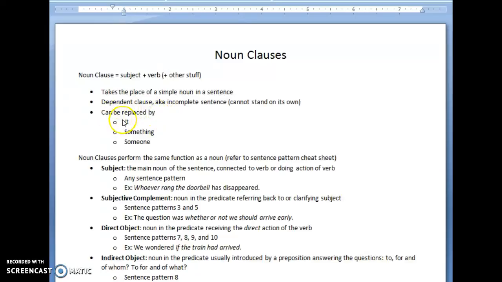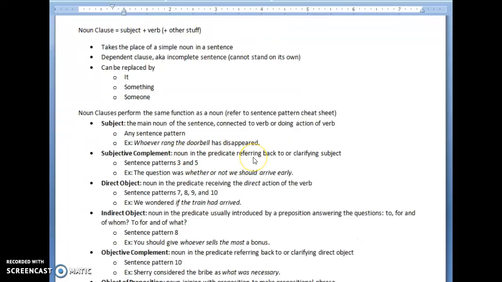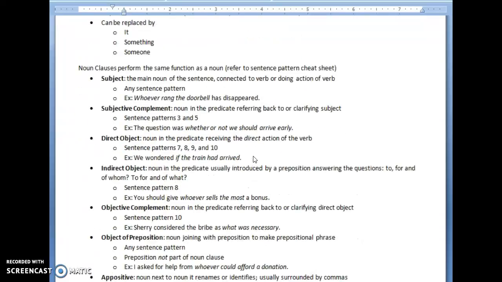Remember that they can be replaced by three words: it, something, or someone. And this is a helpful thing to do as you're getting a feel for noun clauses. Once you've identified the noun clause, decide based on the context which one of these words can replace the noun clause, that phrase. And that will help you identify it and see how it's functioning, and will hopefully help you as you diagram as well.